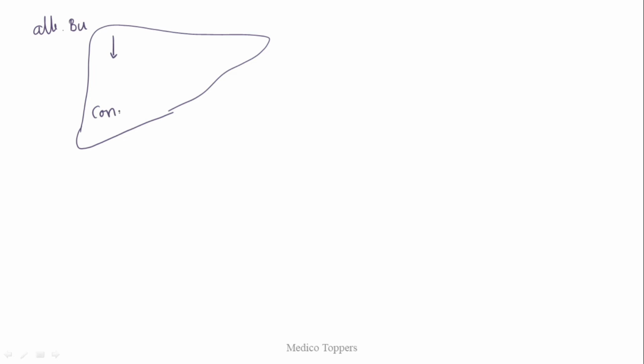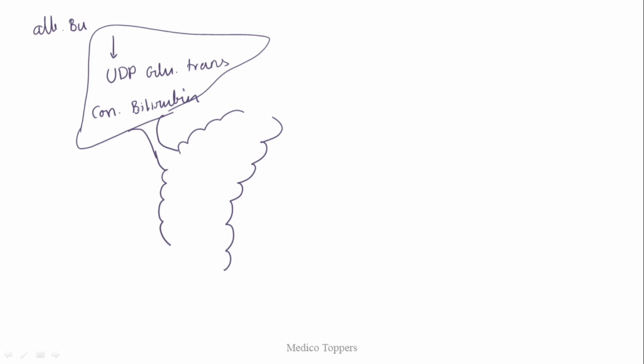So in the liver, what is happening? This albuminated bilirubin is entering into the liver. Here the conjugation process happens, converting it to conjugated bilirubin with the help of the enzyme UDP glucuronyl transferase. Finally, this conjugated bilirubin enters the GIT through the bile duct, at the second part of the duodenum. So we can consider that the conjugated bilirubin is entering into the GIT in this way.